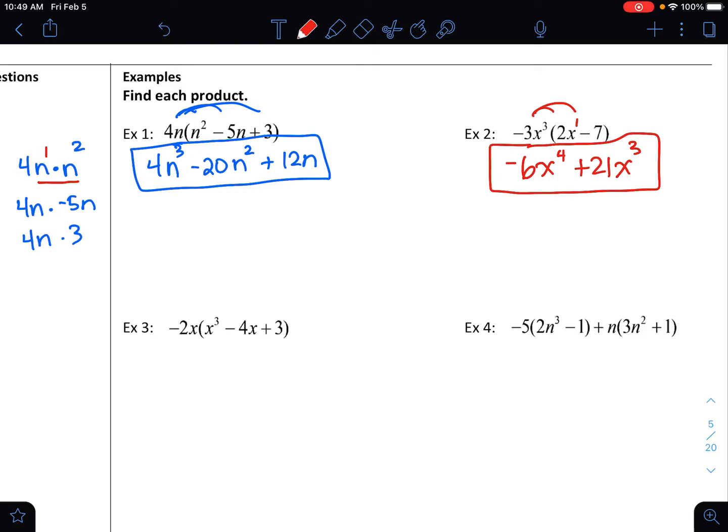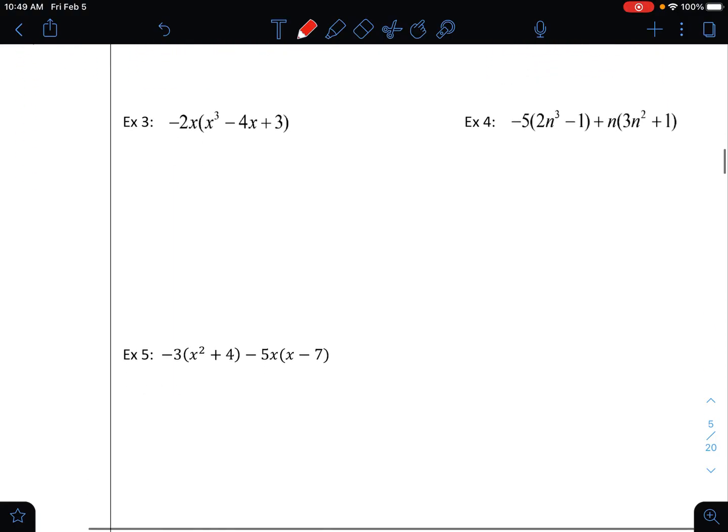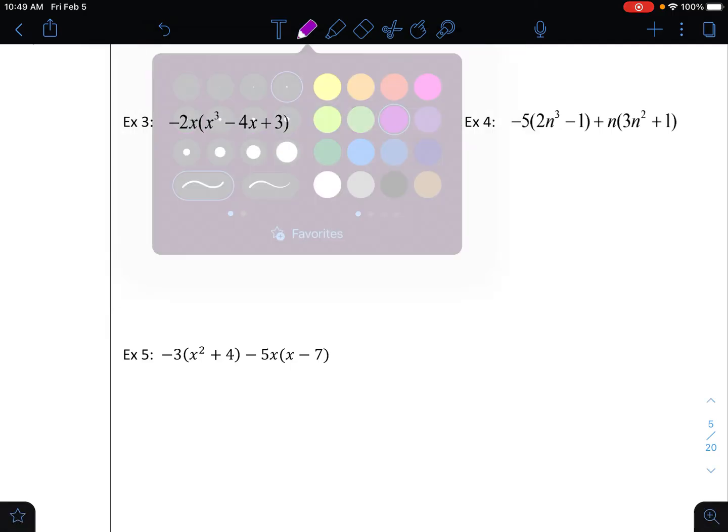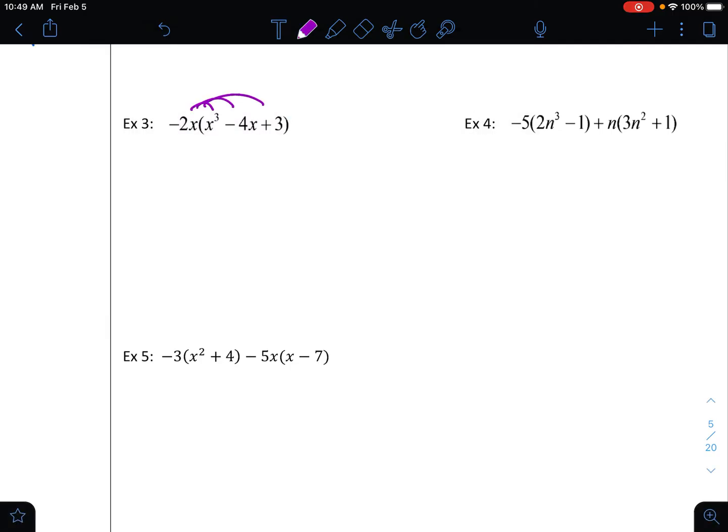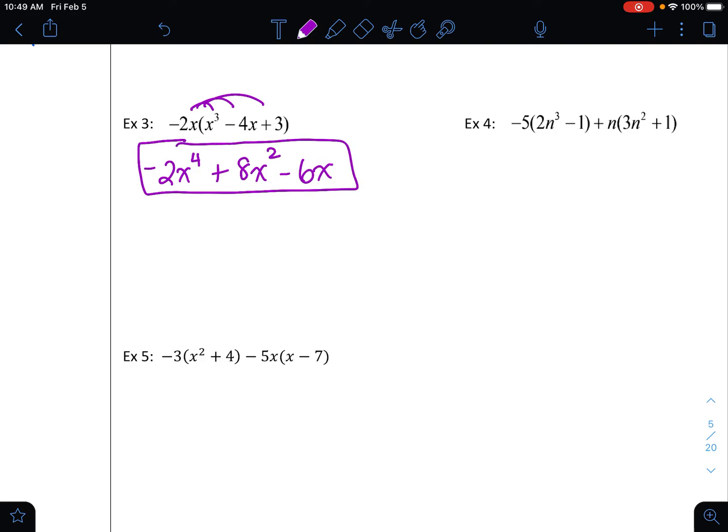All right, I want you to pause and do number 3. Okay, pause the video, come back, and check your answer on number 3. All right, when I multiply in, I should end up with negative 2x to the fourth plus 8x squared minus 6x. Okay, so pay special attention to your exponents. Sometimes I find students forget that when you are multiplying variables together, you add their powers. Okay, number 4.